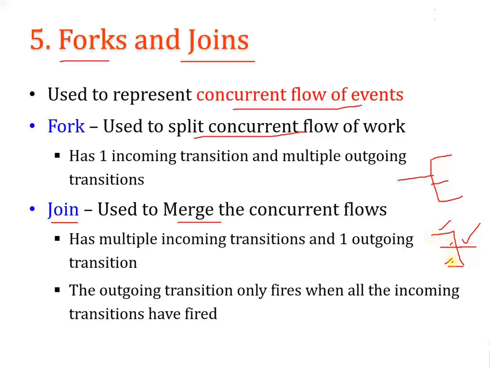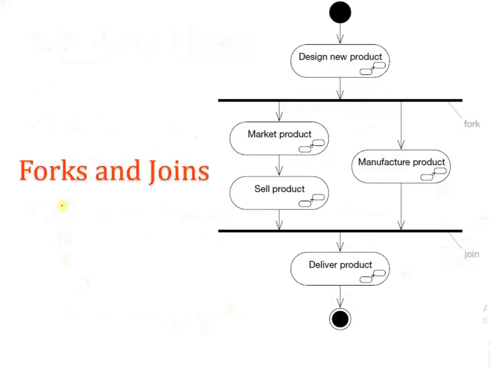If one transition does not get executed, the particular control will wait over here until all the transitions get triggered to trigger the final outgoing transition. So this is a representation of fork and join. You can see here there is a design new product activity. Once that is completed, both the activities, market product and manufacture product, will execute concurrently.